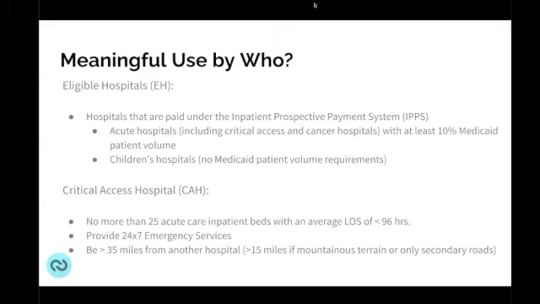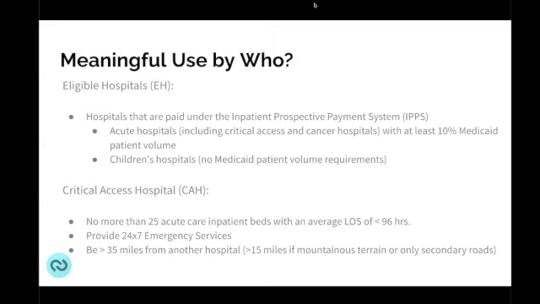And that refers to acute hospitals, including cancer hospitals and critical access, who have at least 10% Medicaid patient volume, as well as children's hospitals. And for the children's hospitals, there's no Medicaid patient volume requirements. So all the children's hospitals and acute with 10% Medicaid and higher.